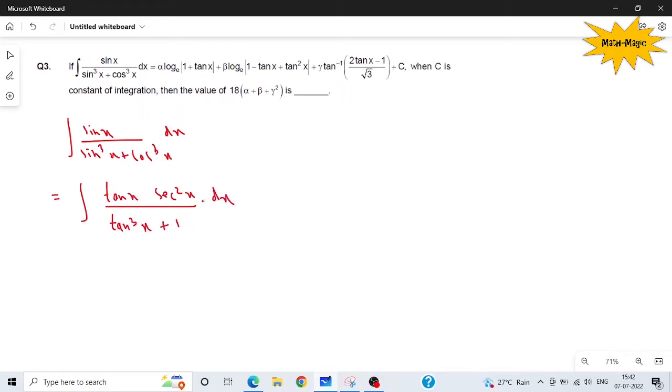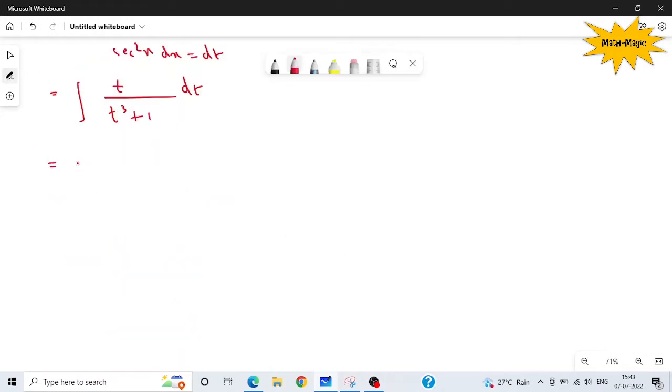So now it clearly says that we have to substitute, let tan x equal t. Then the derivative of tan x, sec square x dx, equals dt. So after the substitution we get the integration of t upon t cube plus 1, and sec square x dx becomes dt. Now we expand the denominator: we get the integration of t upon t cube plus 1, and using the cube formula we get t plus 1 into t square minus t plus 1, dt.